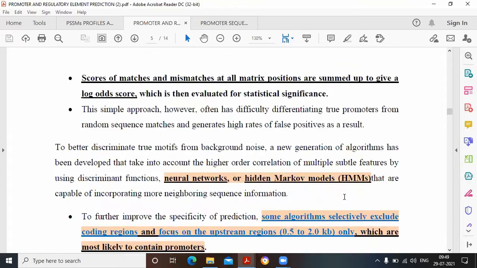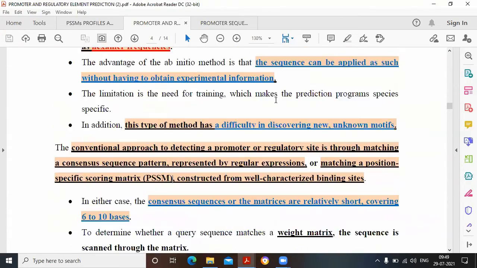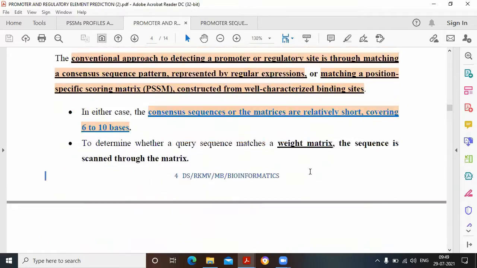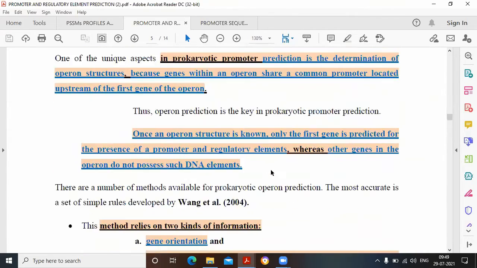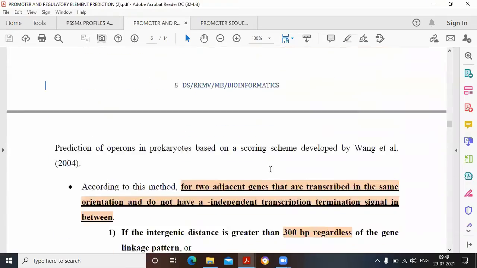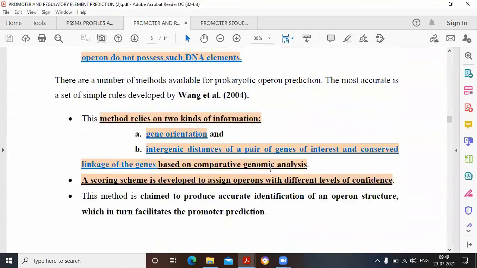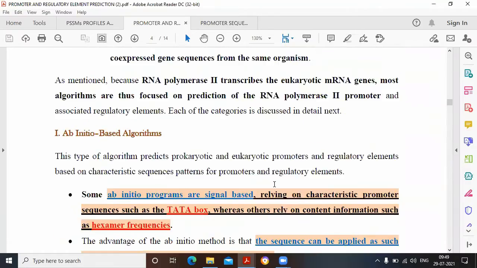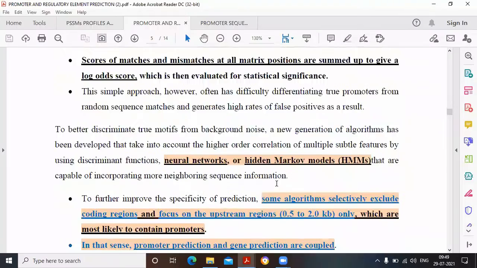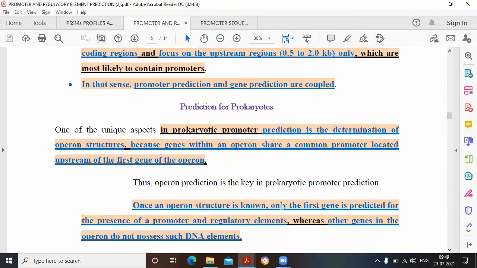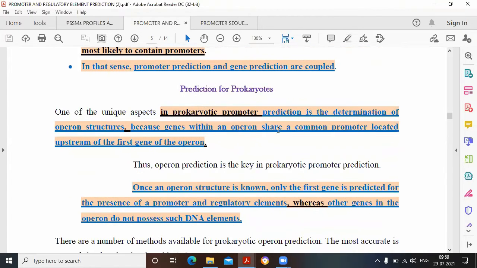And the ab initio based method, I repeat, is till now the best method to identify the regulatory and promoter sequences from a particular gene. Next, how can we apply this ab initio based method to the prokaryotic system, and how can we apply it to the eukaryotic system? So first I'll talk about the prokaryotic system, then I'll come to the eukaryotic system.